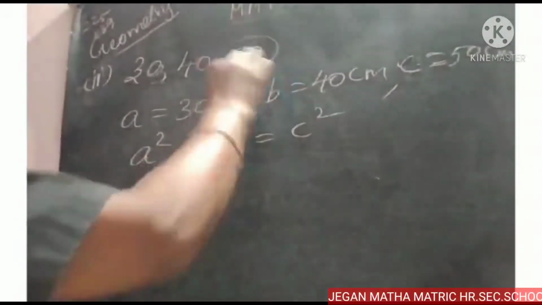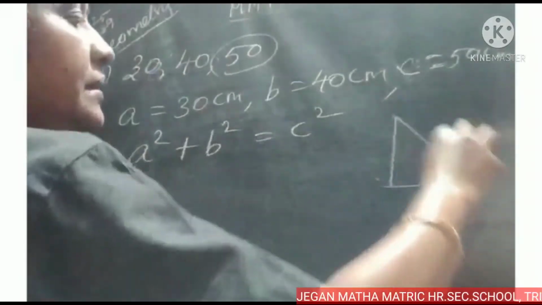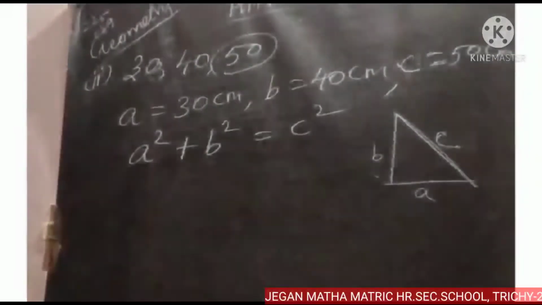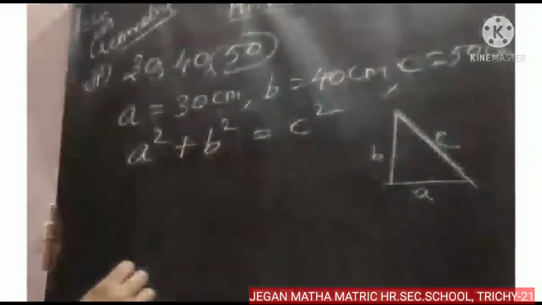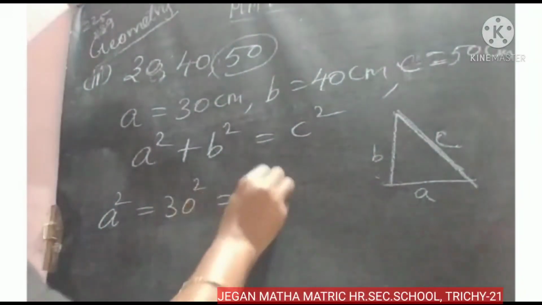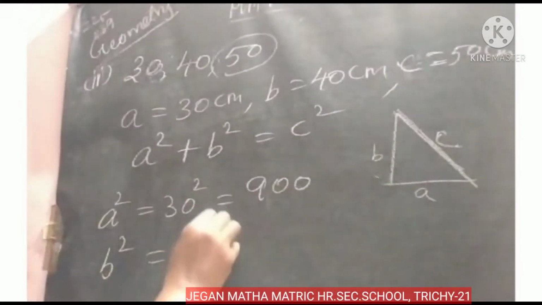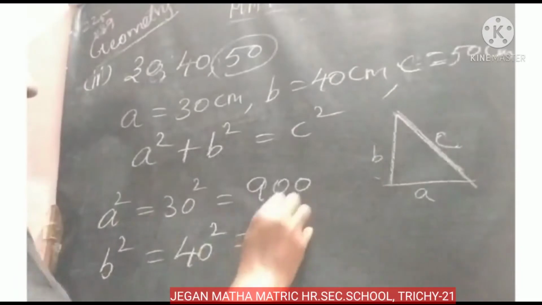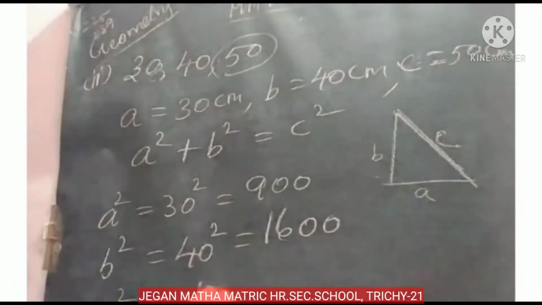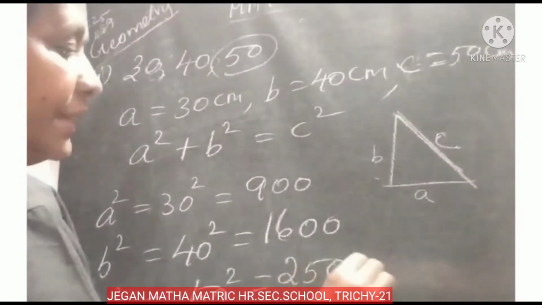Always the greatest side is the hypotenuse side. In a right angle triangle, this is A, this one is B, and C is always the greatest side, that is the hypotenuse side. Now A square equal to 30 square, that is 900. Next B square, that is 40 square, here 4 fours are 16, so 1600. Now C square, 50 square. Here 5 fives are 25, so 2500.